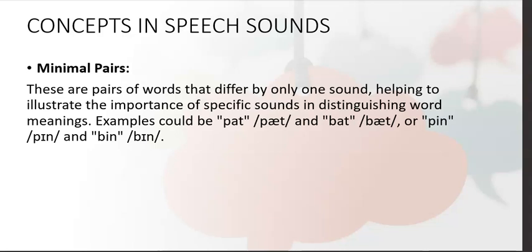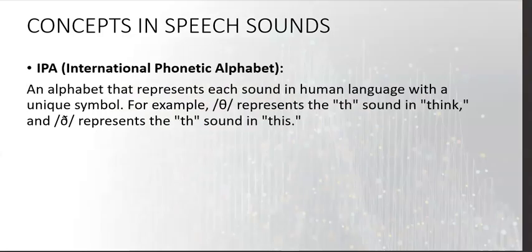Helping us to illustrate the importance of specific sounds in distinguishing word meaning. For example, pat and bat. There's a distinction in the initial sound, the P, B, the pa, the ba, okay? Pin and bin. Again, these are words that are almost similar, but there's a slight difference with the first consonant sound. So that is what we call the minimal pair, okay?